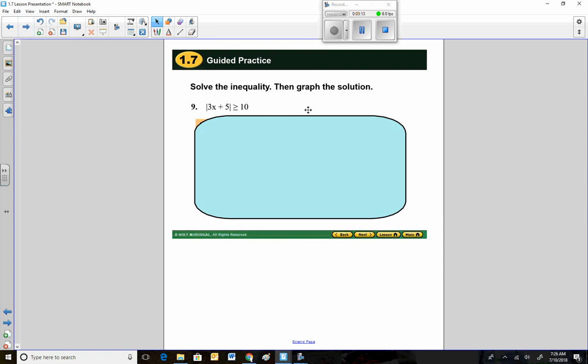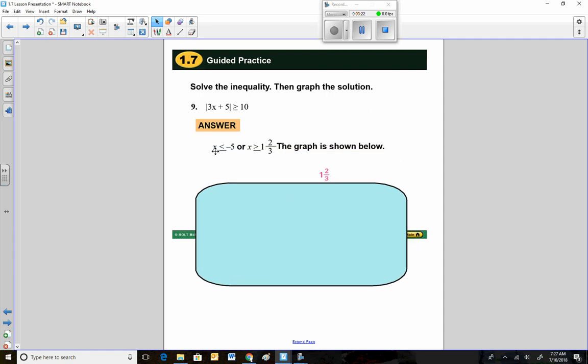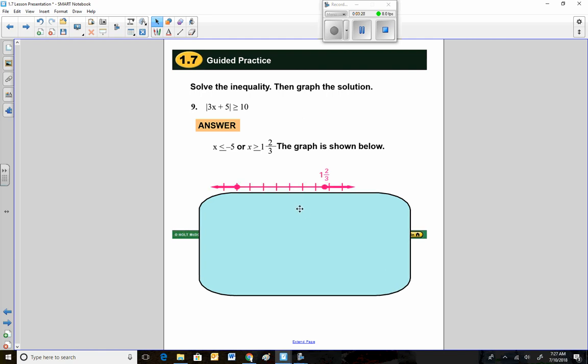All right, one more to try. Pause your video, try it. Welcome back. And you should have been able to get x is less than or equal to negative 5, or x is greater than or equal to 1 2/3. All right. That's the end of our video.